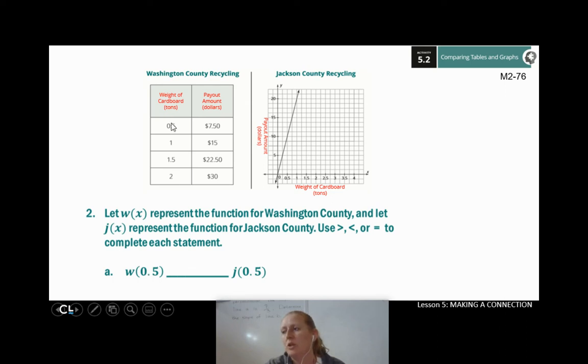So go ahead, and that means you're going to need to do a little bit of work, right? What do you get when you input 0.5? How much money do you get out of it? And let me know, less than, greater than, equal to. Hit pause, play with these, see what you get, and then hit play to check your work.